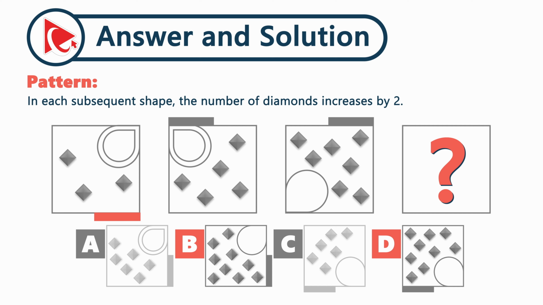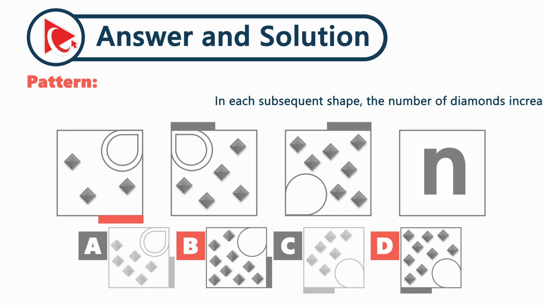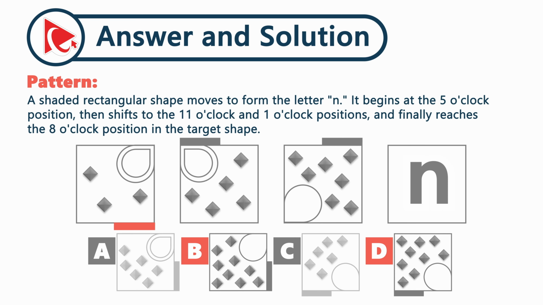To better understand the pattern, let's imagine the letter N in the English alphabet. A shaded rectangular shape moves to form the letter N. It begins at the 5 o'clock position, then shifts to the 11 o'clock and then 1 o'clock positions, and finally reaches the 8 o'clock position in the target shape.